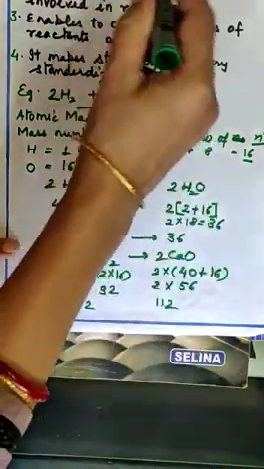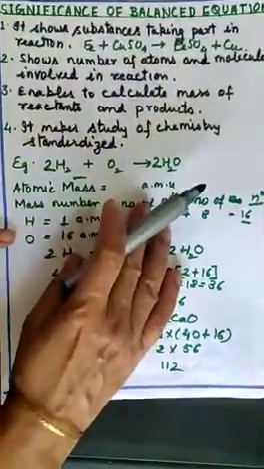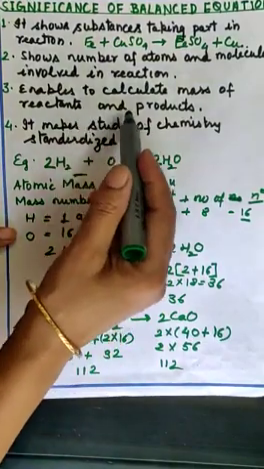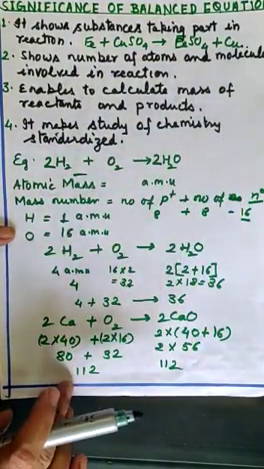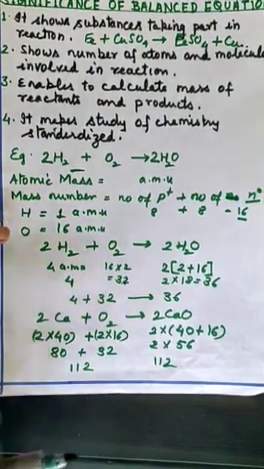This is how, with the help of a balanced chemical equation and its significance, it enables us to calculate the mass of reactants and products. That's all for now.